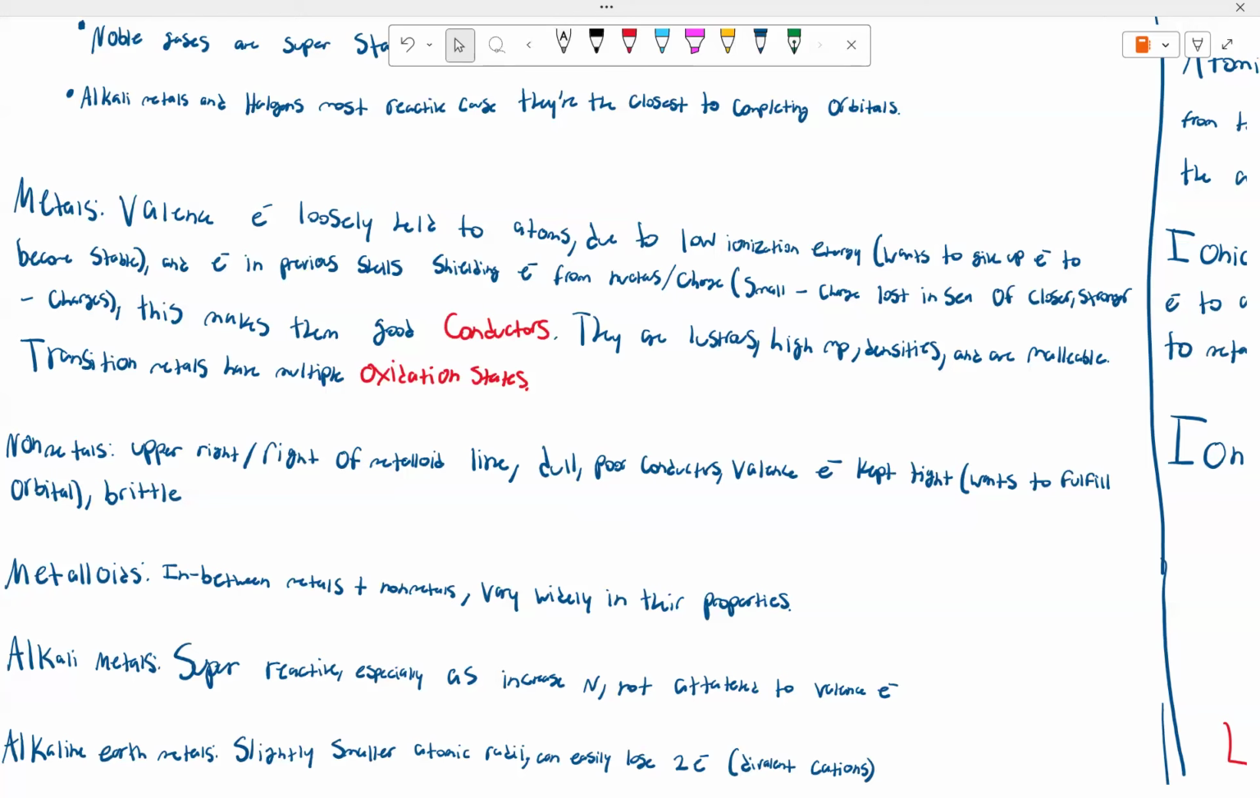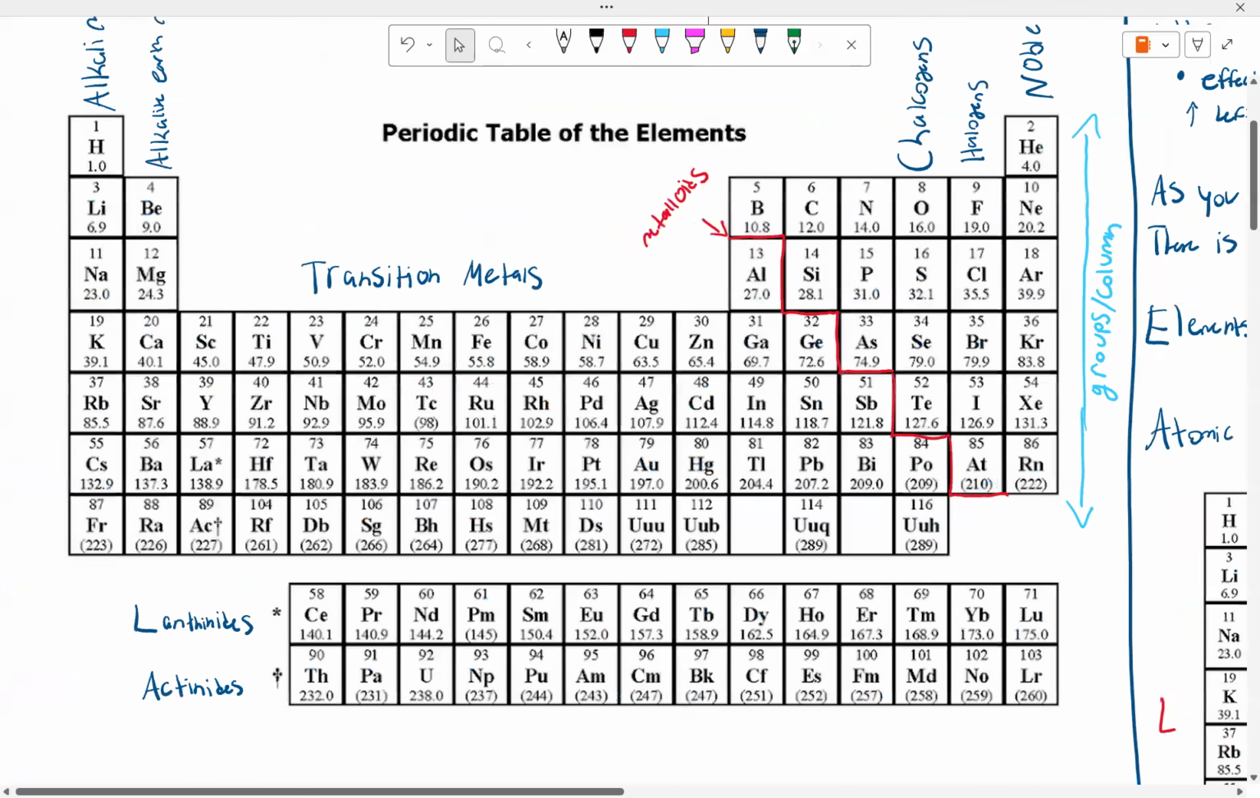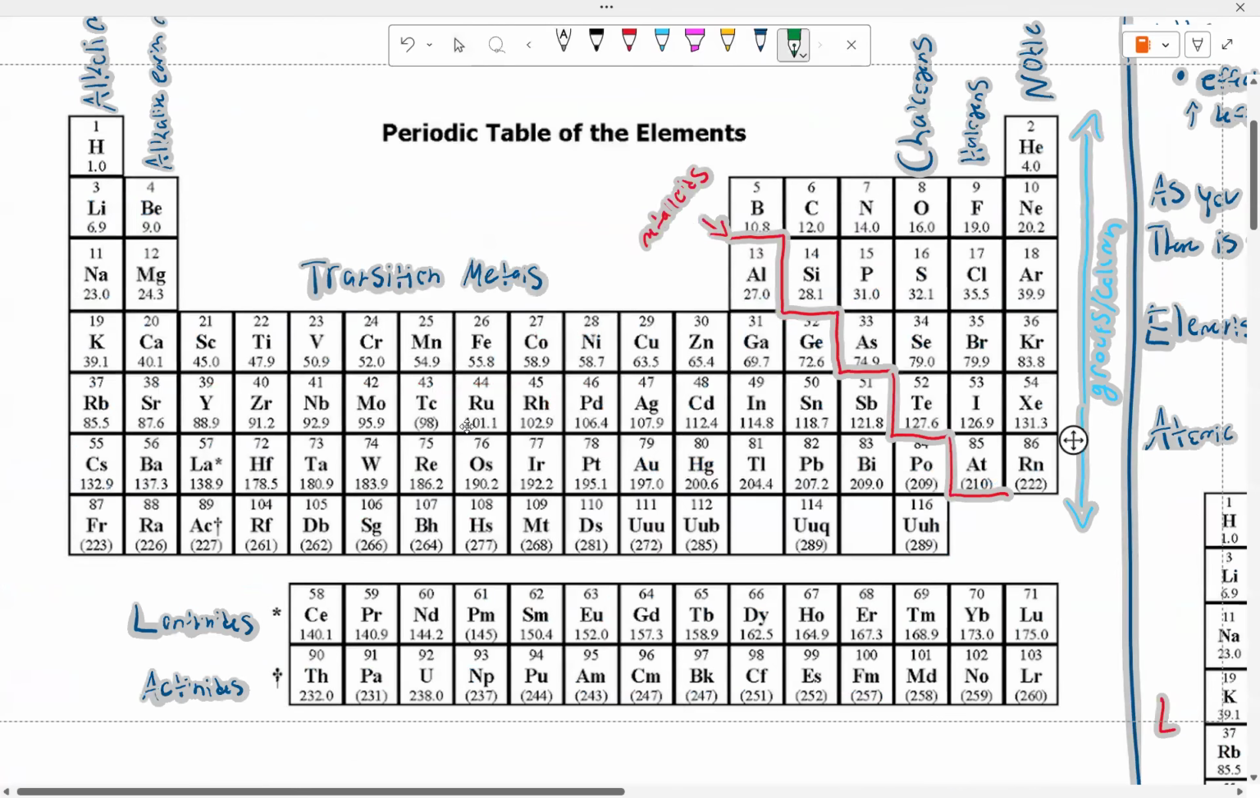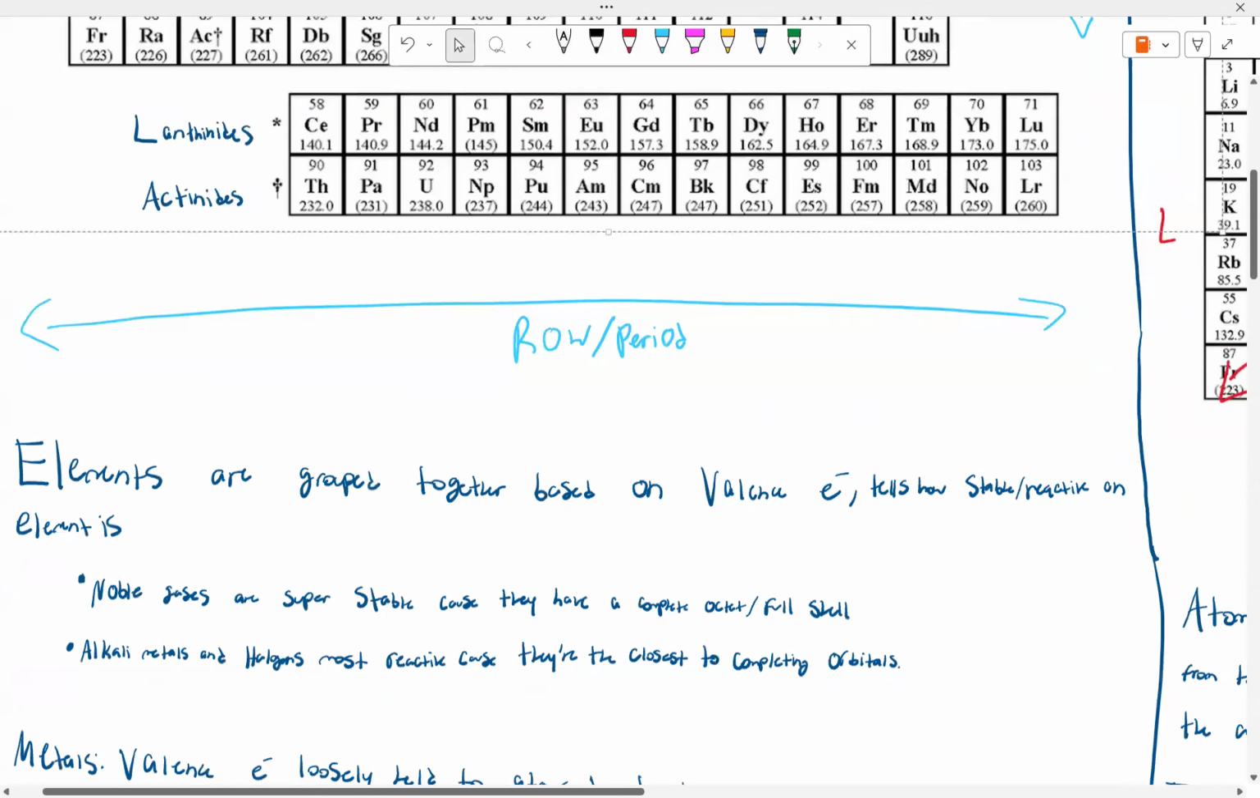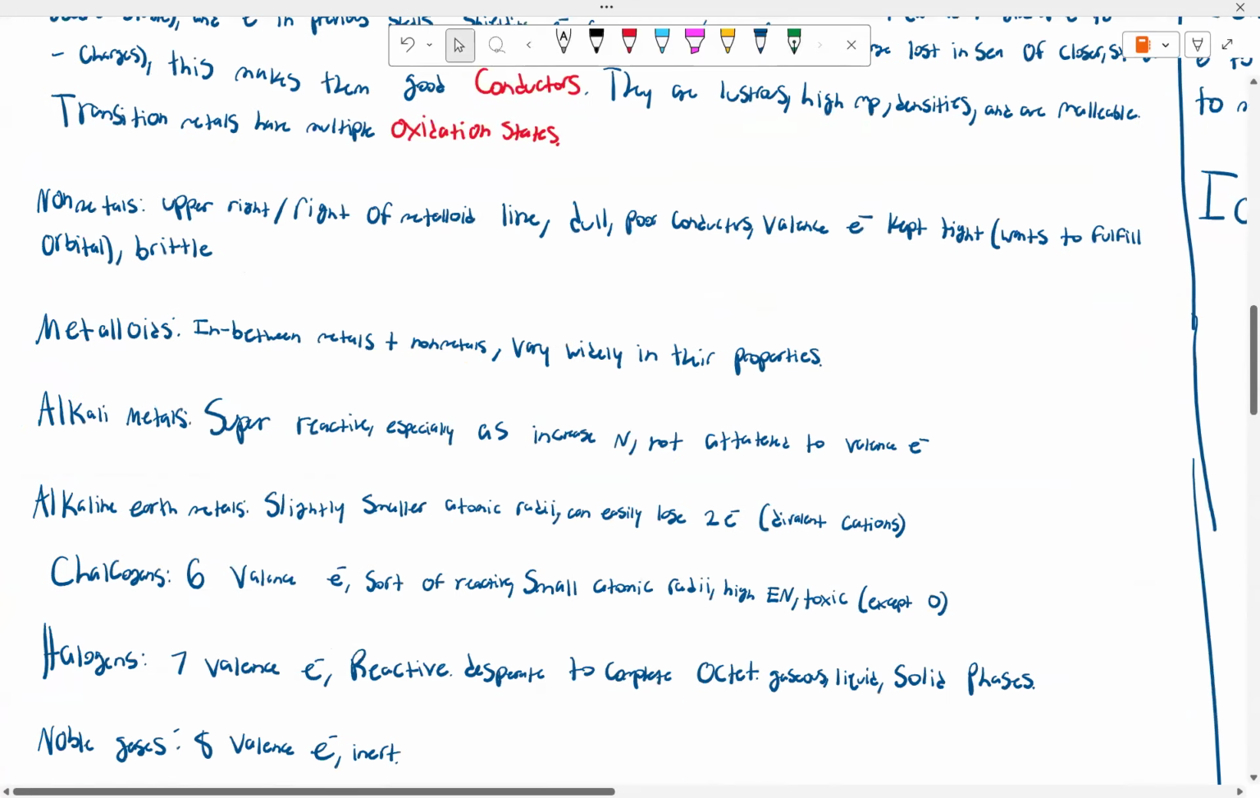Non-metals are in the upper right slash right of the metalloid line, so over yonder. They are dull, poor conductors, and their valence electrons are kept tight or kept inwards, because they want to fulfill their orbital, and they have a lot of negative charge and a lot of positive charge, so they're highly attracted to one another and they're brittle. Metalloids are kind of the in-between of metals and nonmetals, and they vary wildly in their properties.